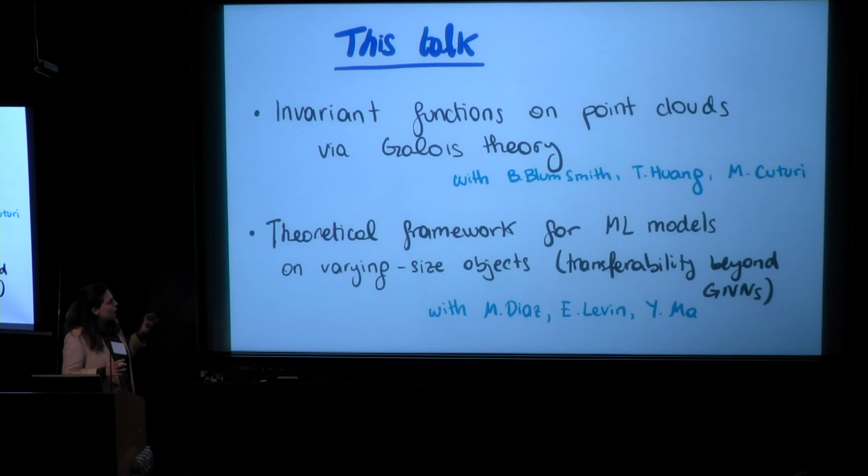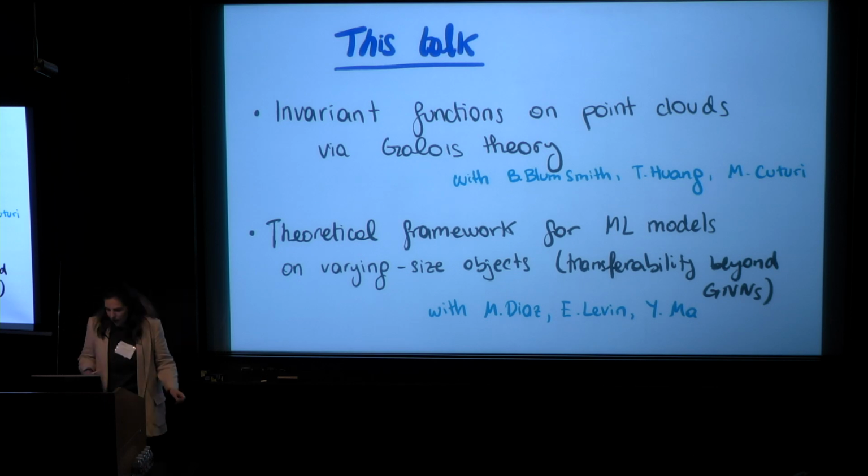And then I'm going to talk about a theoretical framework for ML models on varying size objects, so objects of different sizes. That actually appeared in Aram's talk earlier, like point clouds, and the fact that we want to work with objects of different sizes. A point cloud typically is not a fixed number of points. The number of points can vary. Graphs, the same thing. You can have graphs of different sizes, and you want to apply the same model to all these objects that have different sizes, and how one can do that. Good.